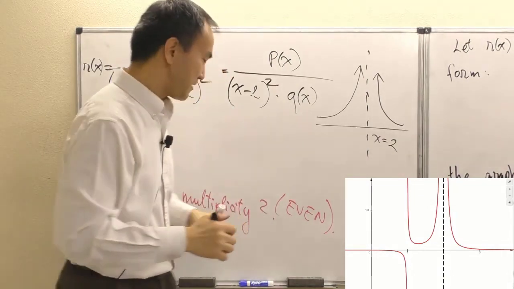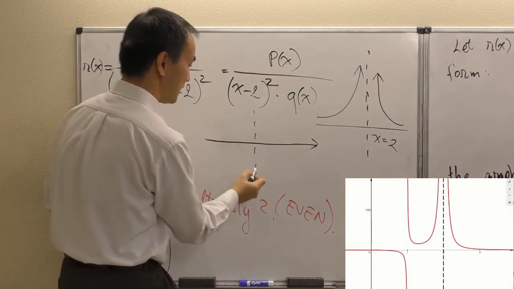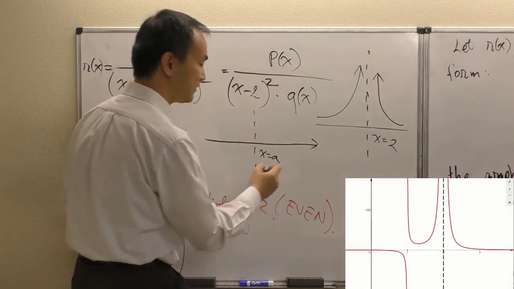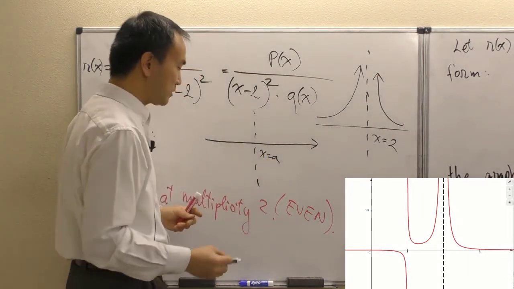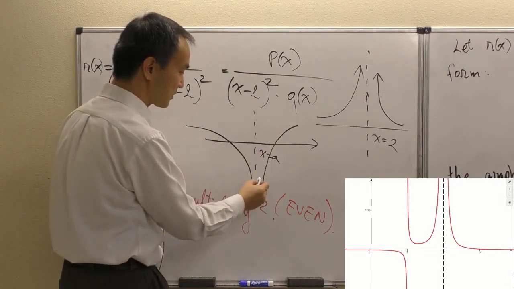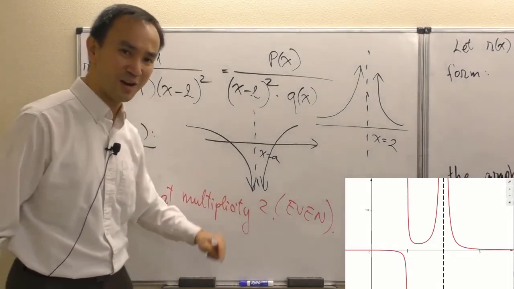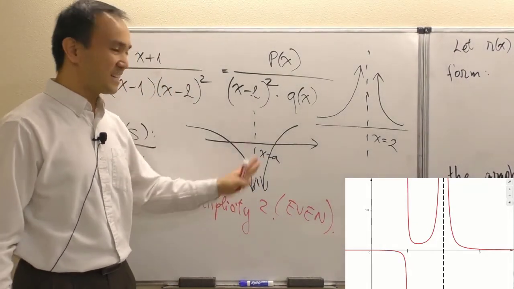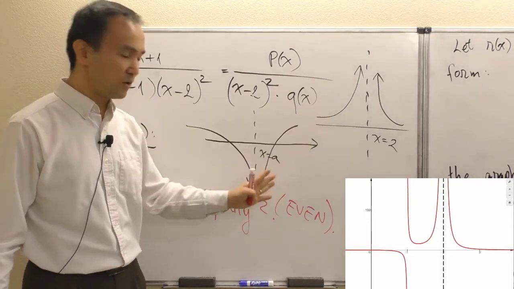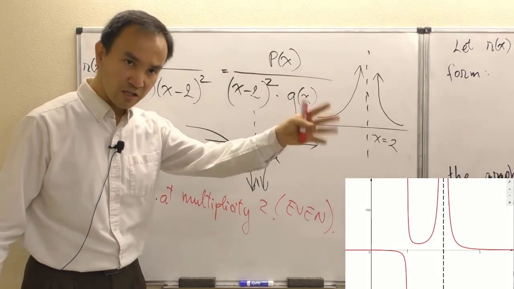Other cases can happen, but one thing they should have in common. Let's say even multiplicity at the vertical asymptote. We may have the graph doing the following: both sides pointing in the same direction, but both pointing down. This can also happen. All right, so that now brings us to another case where we're looking at the even multiplicity at a zero in the denominator.